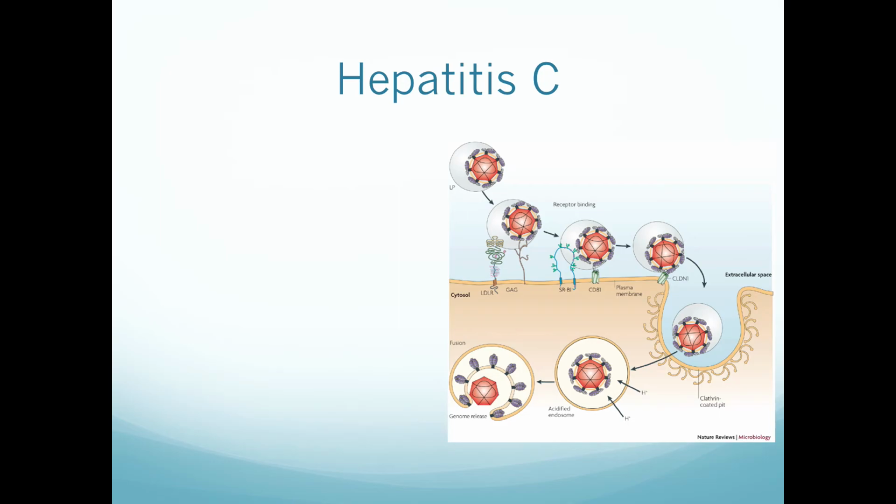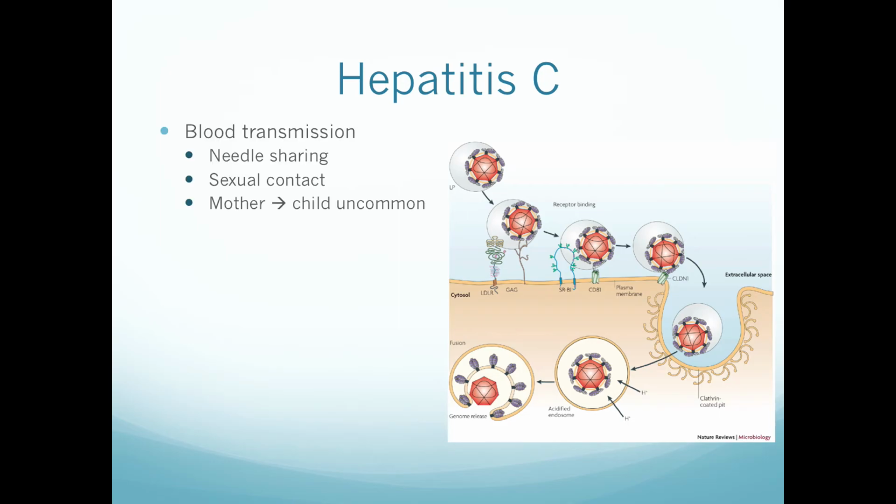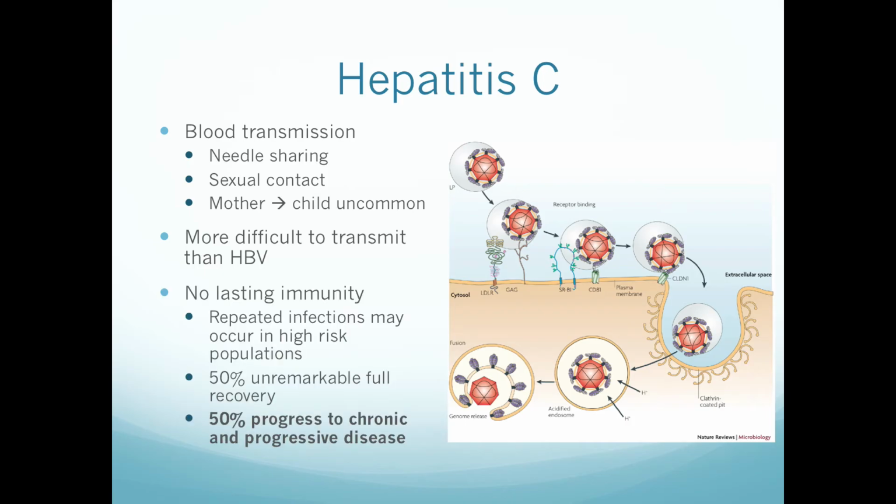Then we have C for kind of the most common one, hepatitis C. Hepatitis C is caused by all the same things as B, so needle sharing, sexual contact. Vertical transmission is pretty uncommon, so mother to child. It's more difficult to transmit than hepatitis B, and there's no lasting immunity to this, which means people can get it again and again and again when they're in high-risk populations.